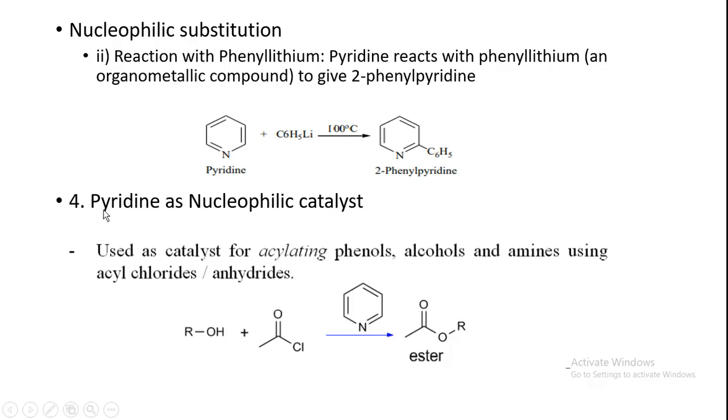Then next, pyridine as a nucleophilic catalyst. In this reaction, pyridine is acting as a catalyst, just a catalyst. That means it will just make the reaction faster and complete it, and after the reaction it will just eliminate out. It is used as a catalyst for acylating phenols, alcohols and amines, using acyl chloride or anhydride to complete the reaction.